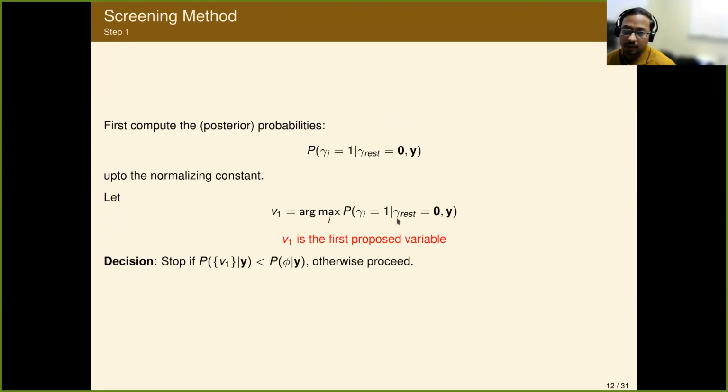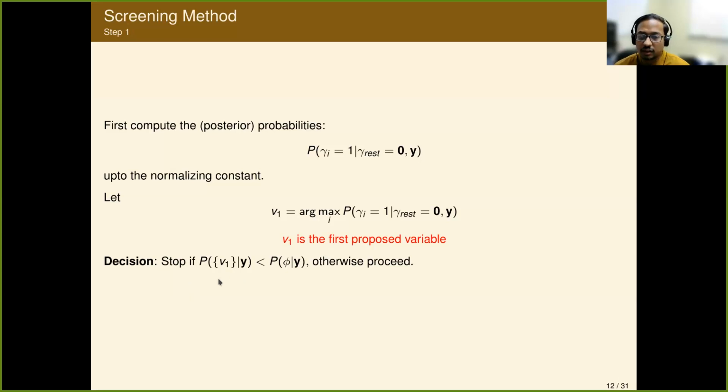All right, so screening method. Let's suppose we do not assume a priori anything to be important. So we start with all the variables as unimportant. And then we compute the unnormalized probability that the ith marker is important given that the rest are unimportant. And this can be shown to be available analytically, up to a common constant. This can be computed analytically. And so we say that V1 is the variable that maximizes this probability. Then we say V1 is the first proposed variable.